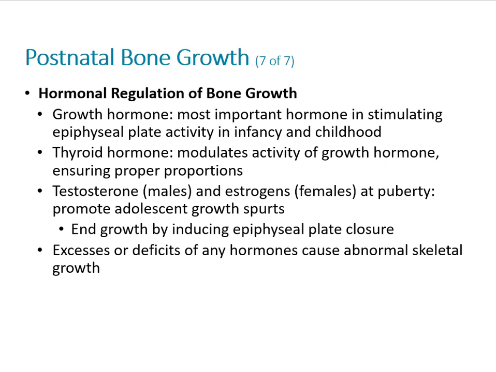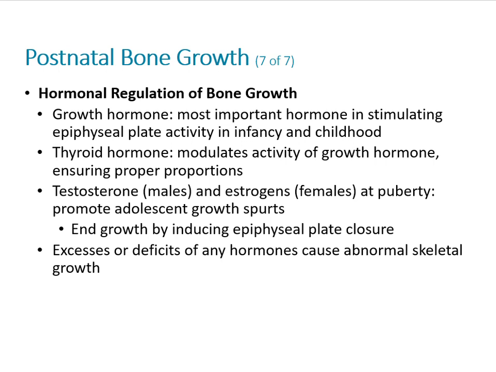Thyroid hormone is also known as the major metabolic hormone that modulates activity of growth hormone. So they work together, they have a great synergism. And that's just going to ensure proper proportion of bone growth. And then testosterone in males and estrogen in females that begins to be produced at puberty promote adolescent growth spurts, but also their increased production promotes the end of that growth by inducing epiphyseal plate closure.